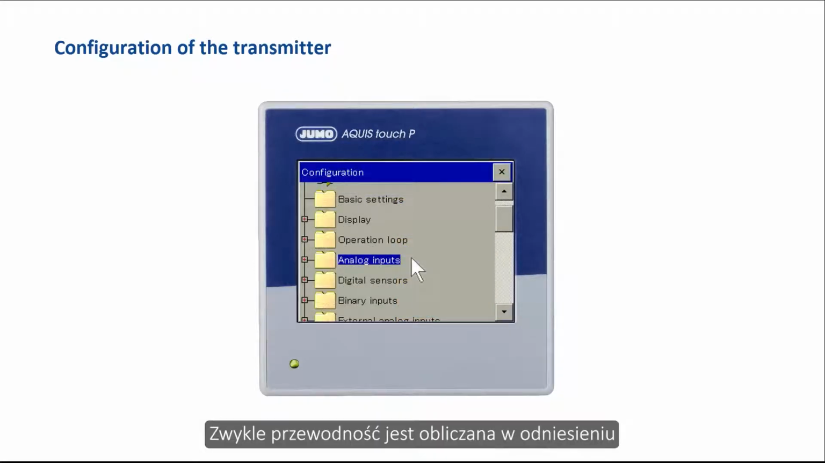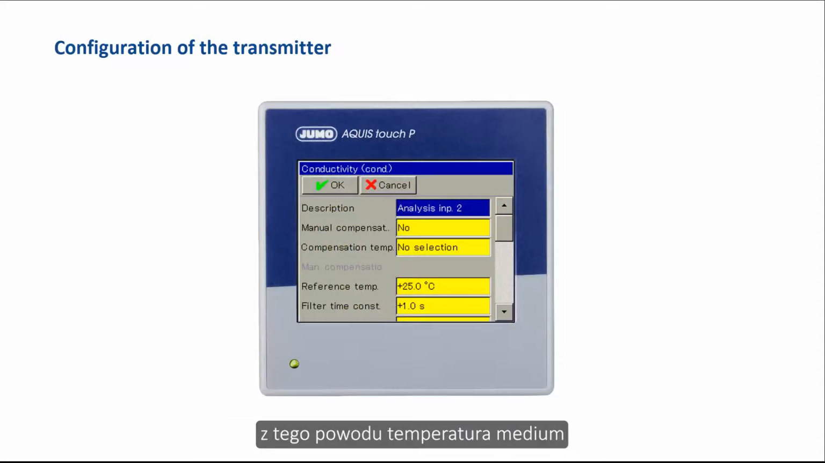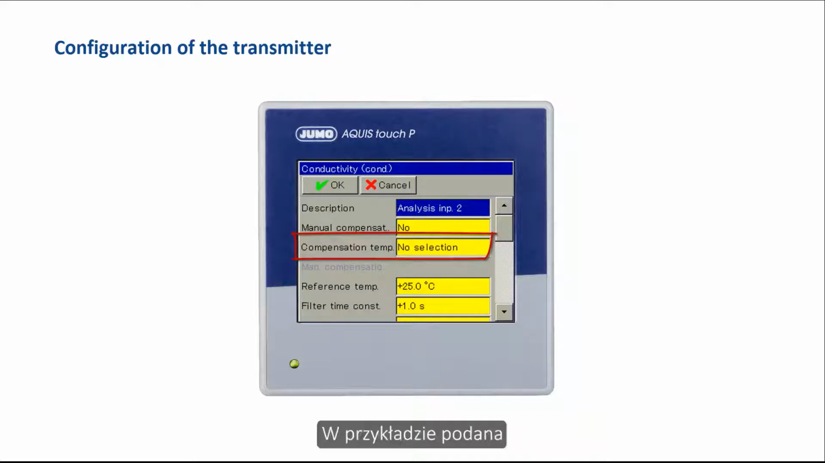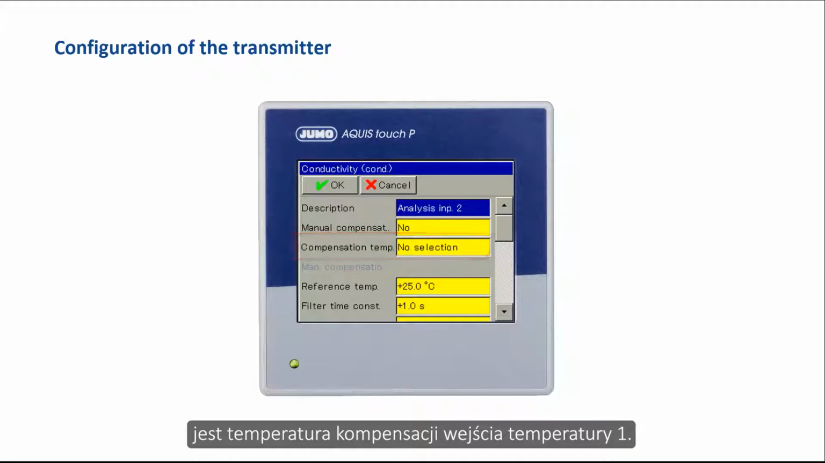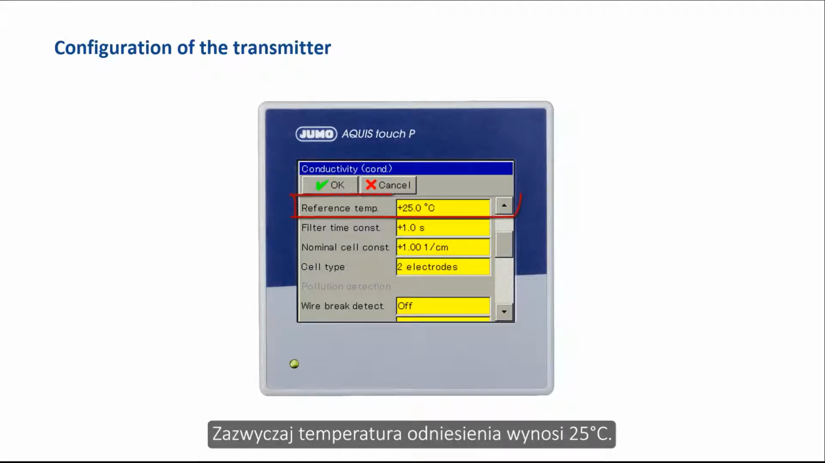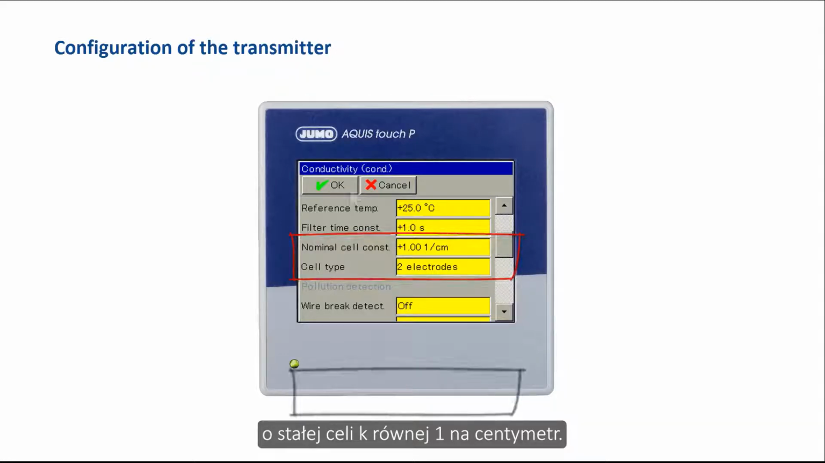Normally, the conductivity is calculated back to a reference temperature. For this reason, the medium temperature must be available as compensation temperature. The source for the compensation temperature must be defined. In the example, the compensation temperature of temperature input 1 is supplied. Usually, the reference temperature is 25 centigrade. A two-pole conductivity measuring cell with a cell constant of K equals 1 per centimeter is used.